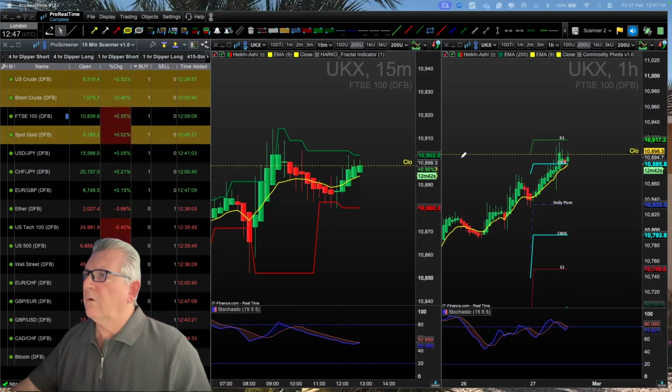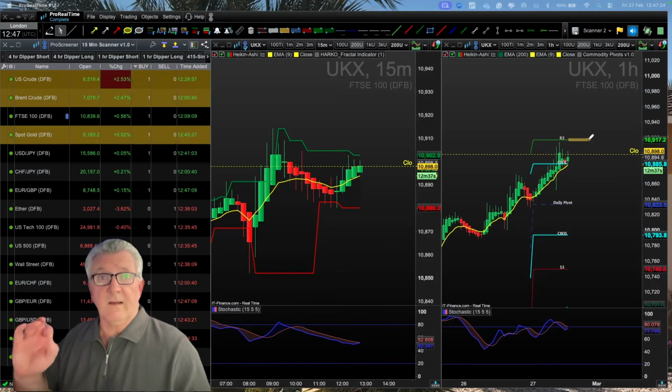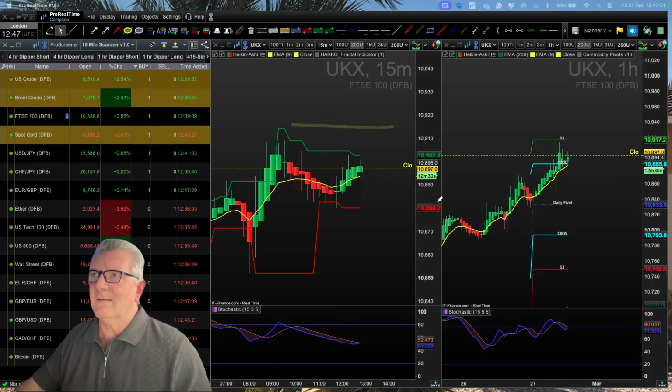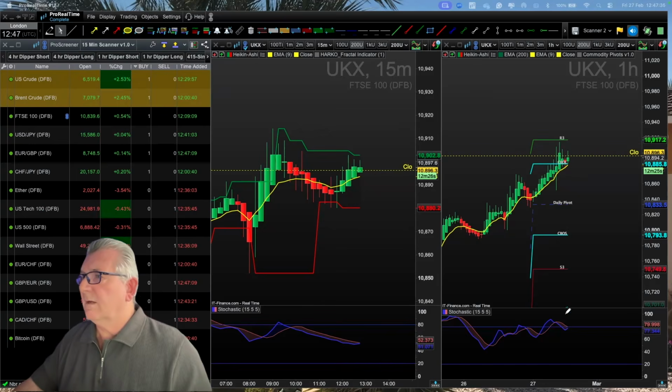So we now know on the 1 hour, we've got a breakaway trade going long, and we can see here R3, which is a classic R3 pivot, is probably going to be a target. So we're looking probably at a target up here somewhere quite easily, and potentially beyond. So you can see here we've got a Stoch.